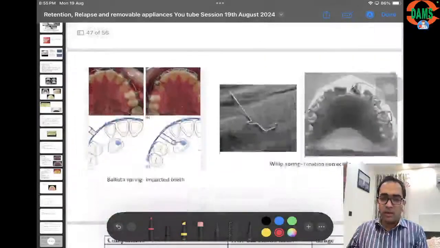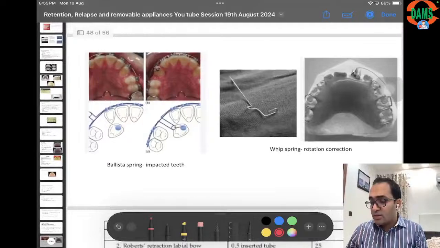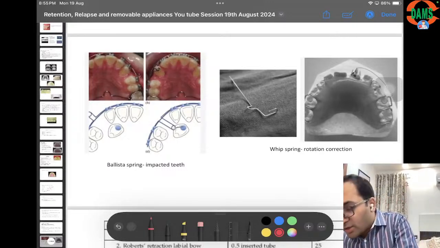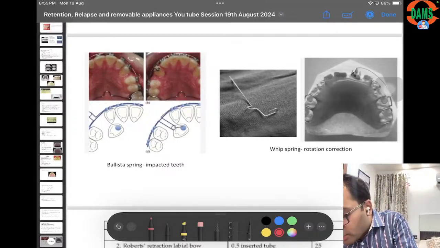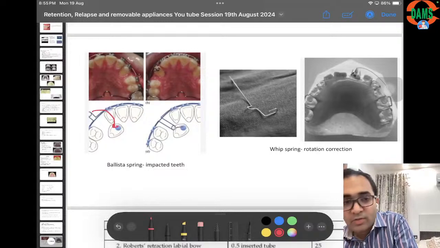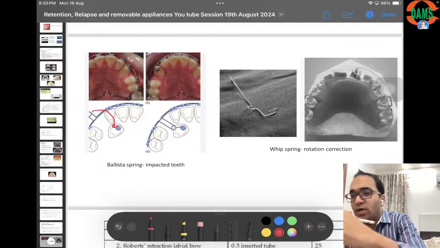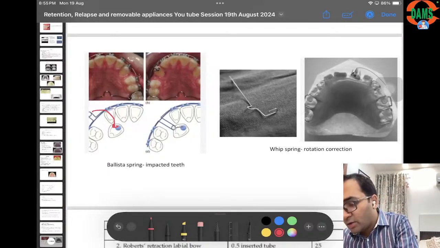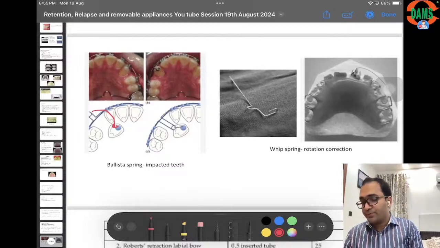Okay, so further some images. The first is the image of a ballista spring. It is used for the eruption of an impacted canine. This spring is made like this. It is brought and engaged with this impacted canine. So what will happen? The spring's tendency will be to go back, and it will take the canine, or erupt the canine, along with it.